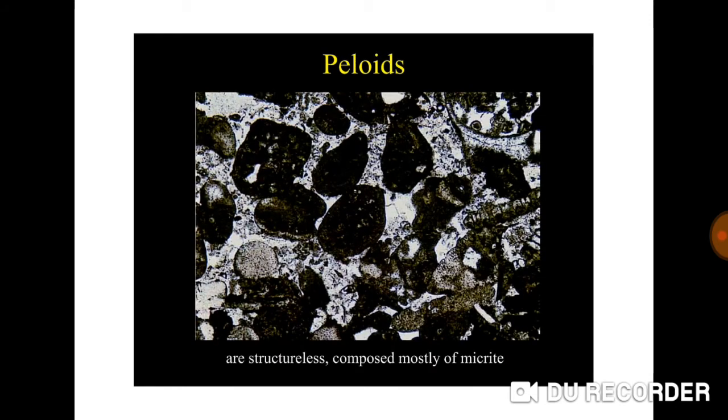Now, the second one is peloid. Here you see these are spherical aggregates of microcrystalline calcite of coarse silt to fine sand size, or they are structureless, composed mostly of micrite. The peloids are much easier to see in thin section than in hand specimen because of their small size.